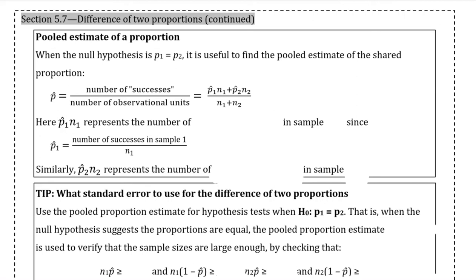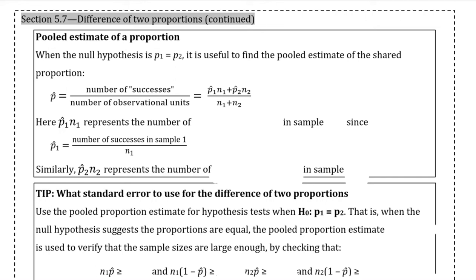In these cases, it may actually be useful to what we call pool the estimates of the shared proportion. That means take the overall number of successes of all the groups divided by the number of observational units of all groups. Or, as shown in the formula here, p hat sub 1 times n sub 1 plus p hat sub 2 times n sub 2 divided by both n sub 1 and n sub 2 added.